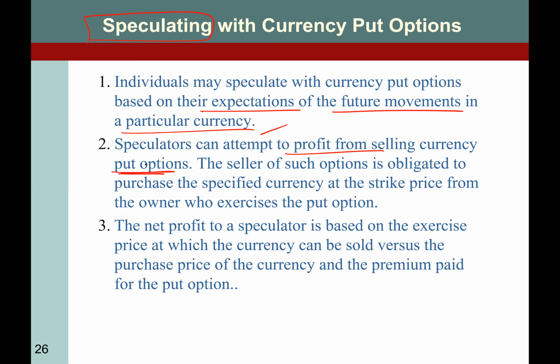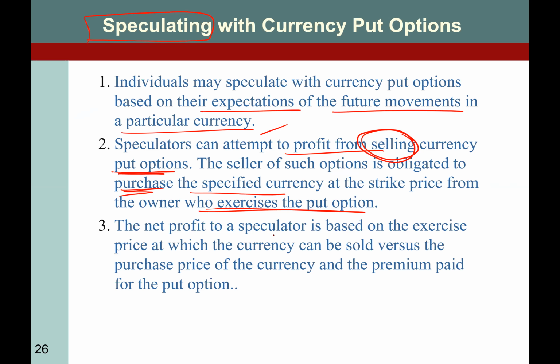Remember what I told you? Pay close attention to whether they are purchasing or selling. So speculators can attempt to profit from selling currency put options. The seller of such options is obligated to purchase the specified currency at a strike price from the owner who exercised the put option. What they're trying to say is, if you are a seller of a put option, it means if the buyer exercises the position to sell to you, then you will become the purchaser of the currency.